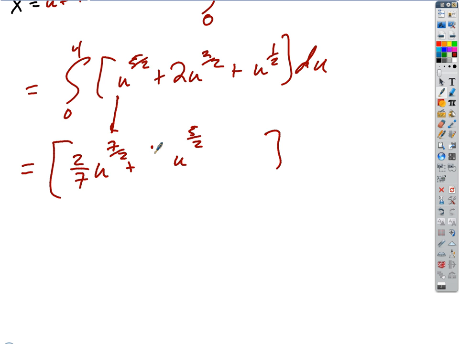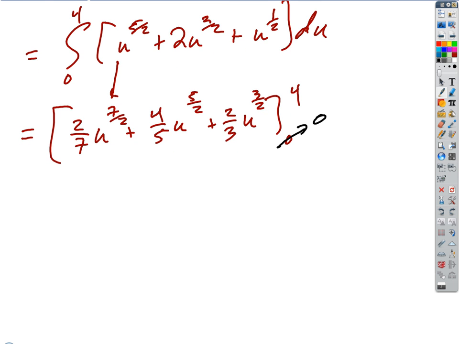Good, so it's plus 4/5. And then finally, u to the 3/2 times 2/3. Good, 2/3 from 0 to 4. But conveniently, what's the value at 0 of everything? 0. Right? So all we have to do is evaluate at 4 and we're done.